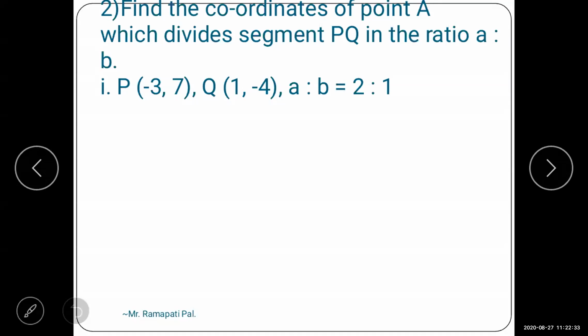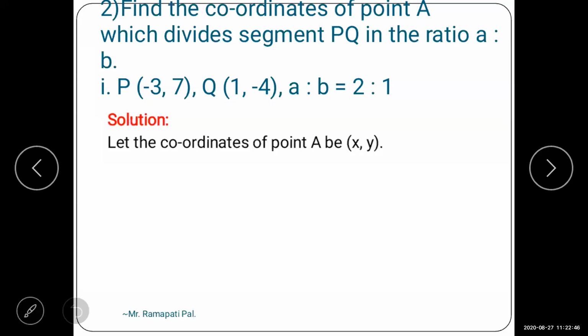Let the coordinate of point A be x and y, because we have to mention what coordinate we have taken for point A. So we will write, let the coordinates of point A be x and y. Point P, x1, y1. Point Q, x2, y2. It is given. So x1 is what? Tell me fast. Yes, minus 3. y1, 7. Very good. x2, yes, very good. y2, yes, very good. So x1, y1, x2, y2 are given.